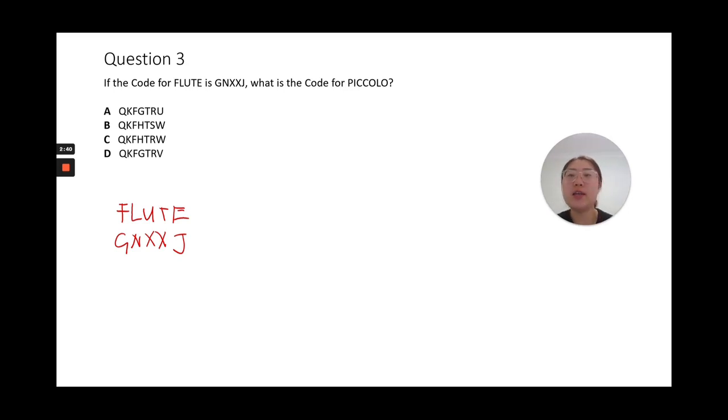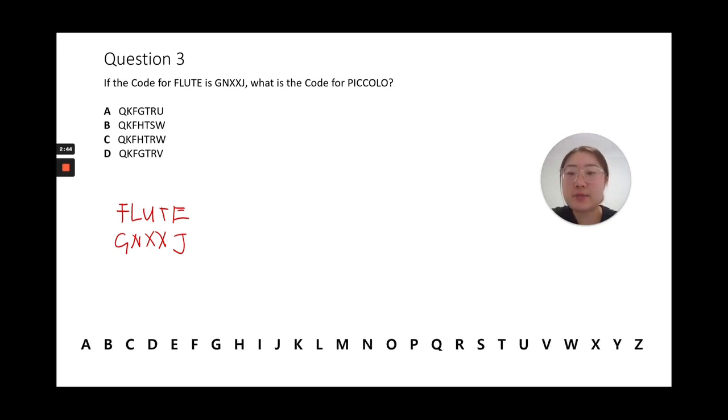So I want to get out our alphabet and see how it's moving. F to G we have +1. L to N we have +2. U to X we have +3. And you get the gist, okay, +4, +5. So we need a code for piccolo.